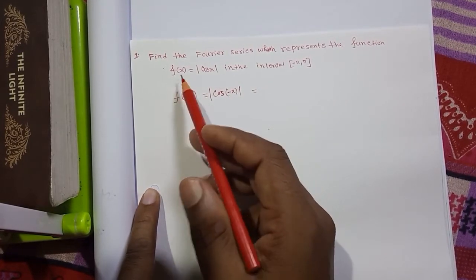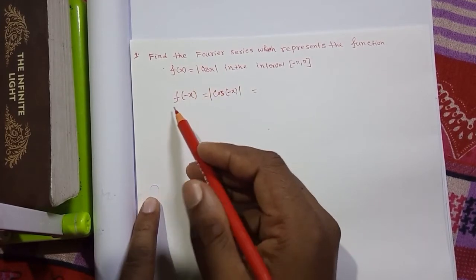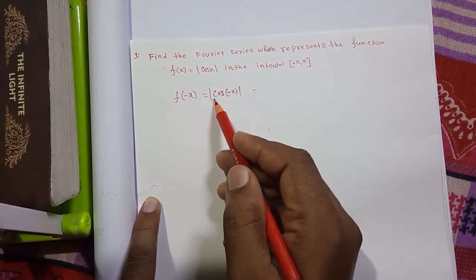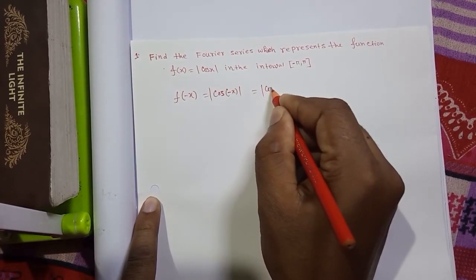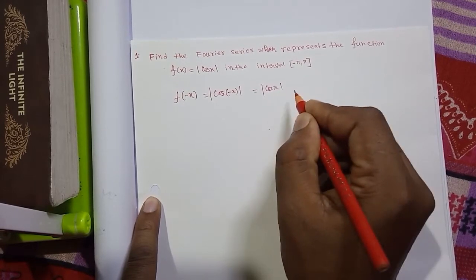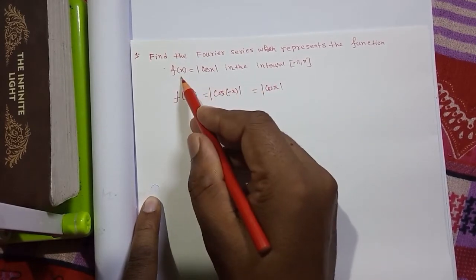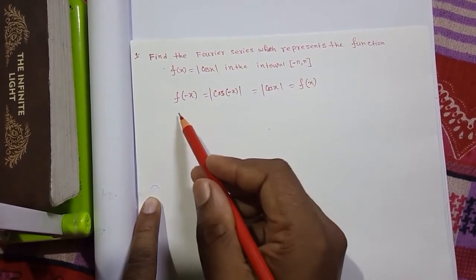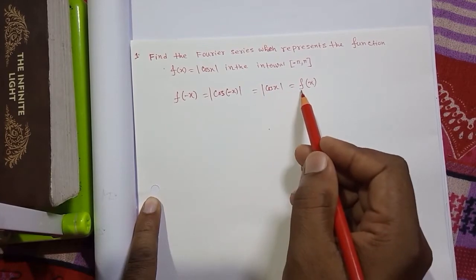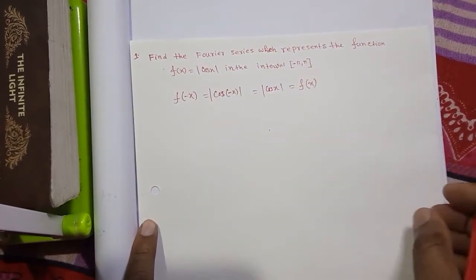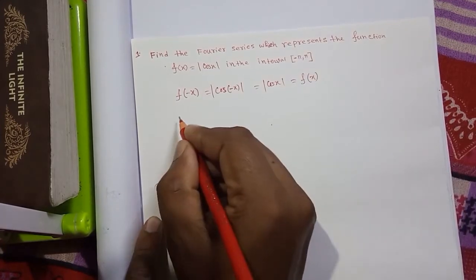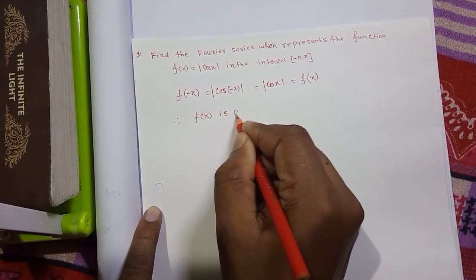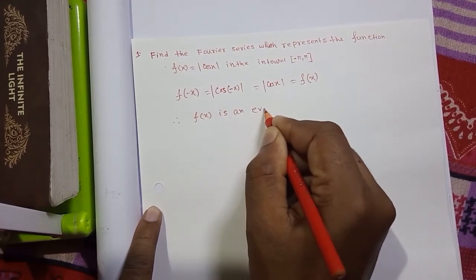First we show that this function f of x is an even function. So f of minus x is equal to mod of cos of minus x, and this minus is absorbed by cos x, therefore this gives mod of cos x, and as mod of cos x is equal to f of x, therefore f of minus x gives f of x. Therefore f of x is an even function.